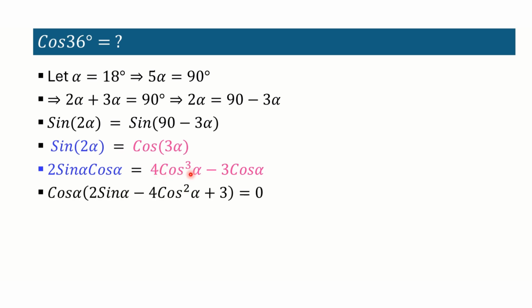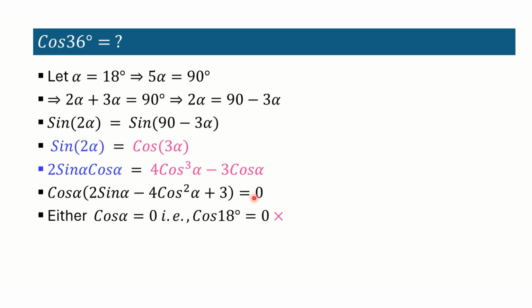Now I can take this to the left hand side, and cos alpha is here, cos alpha is here, cos alpha is here. So I can take cos alpha common. So what will I have? Here I will have 2 sin alpha. And here I will have 4 cos square alpha, but since you are taking this side, this will become minus 4 cos square alpha. And here I will have minus 3, but if you are taking this side, this will become plus 3. So now the product of this times this is equal to 0.